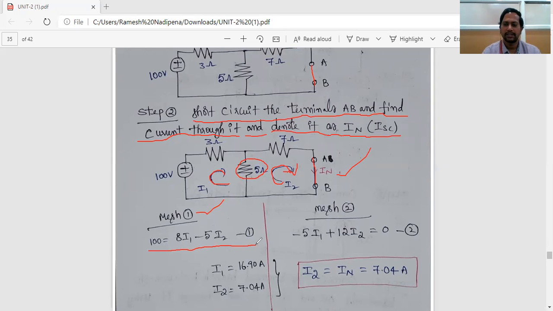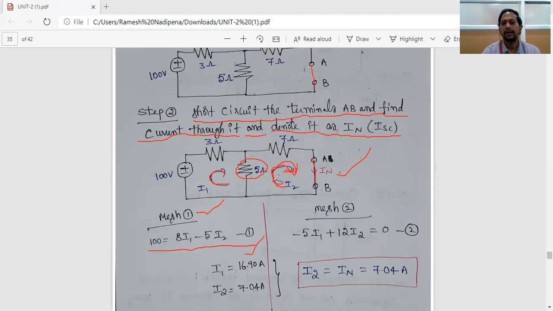Earlier we discussed this mesh analysis, so I won't go in depth. So 100 equals 8 into I1 minus 5 I2. This is equation 1. Let us consider mesh 2. Here the mesh 2 current is I2.